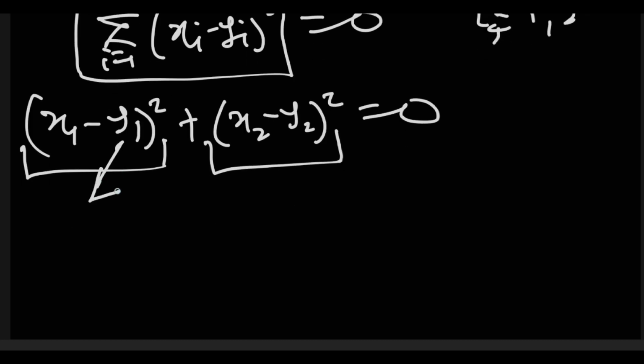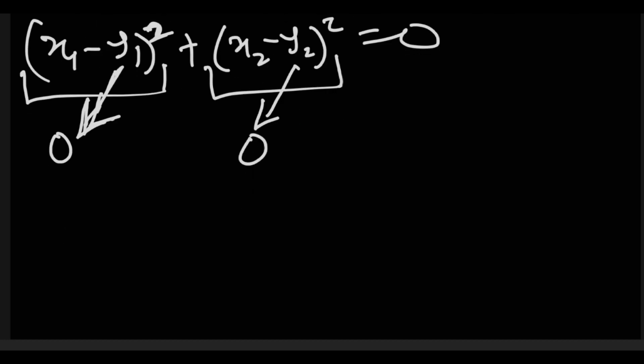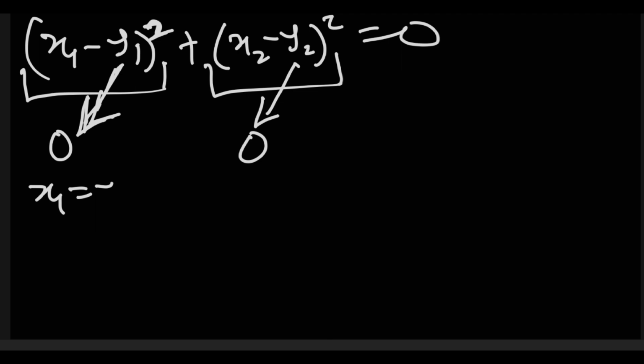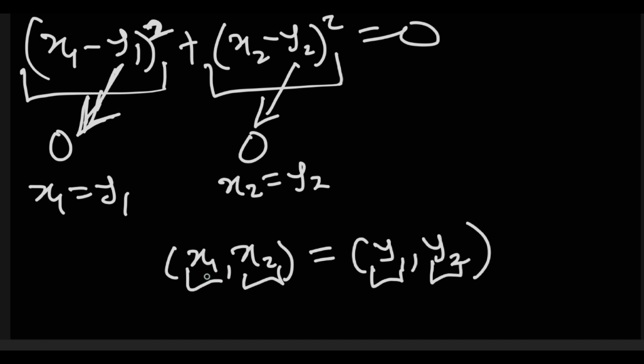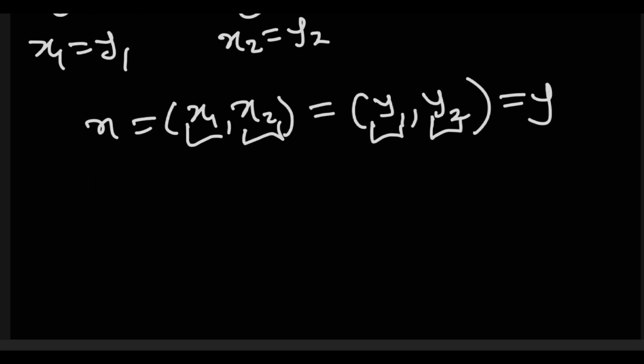So if this is actually 0, when can this be 0? Because this is squared, a square will always give you a non-negative number. But when can it be 0? Remember, each of these is 0. So when can each of these be 0? That would be when x1 equals y1, and also when x2 equals y2. So if (x1, x2) is equal to (y1, y2), x1 is equal to y1 and x2 is equal to y2. So this is x, this is y. That implies that x is equal to y.